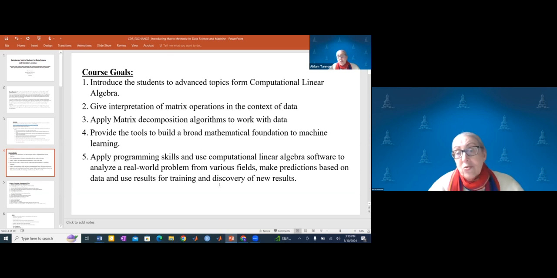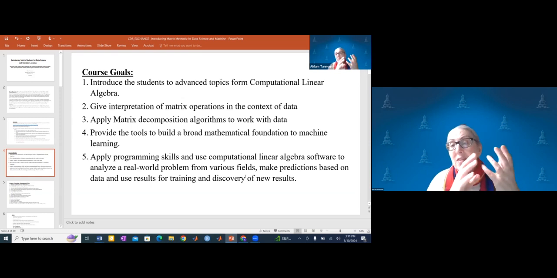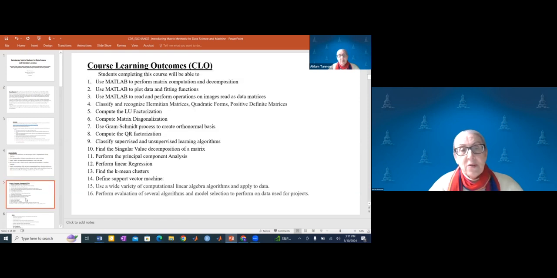So what we do, we're going to use software to analyze real-world problems from various fields, make predictions, and use results for training. This is important for training and discovery. So at this point in my course, I am trying to get it ready for training. If we are going to train, we would like to have features. And how do we get these features to start training our data to do the machine learning algorithms?